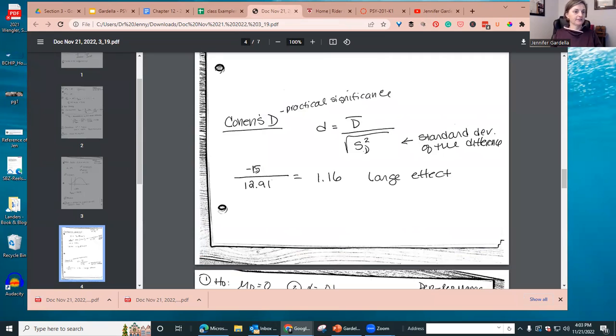So it's negative 15, again, the mean of the difference, over 12.91, the standard deviation of the difference. And our Cohen's d winds up to be 1.16. And as we know from the table that we saw in lecture slides, this is a large effect. So we would say that there's a significant difference and it's practical and it's large. So that's example number 2.